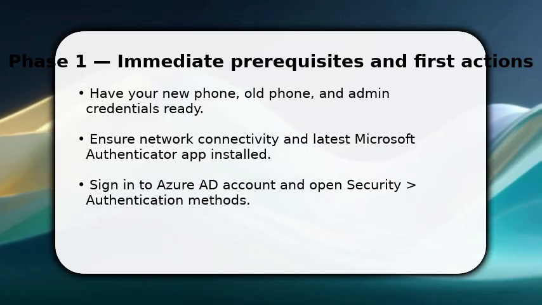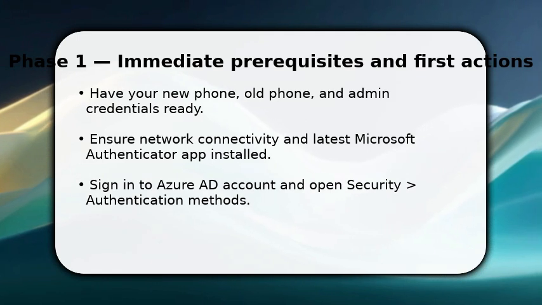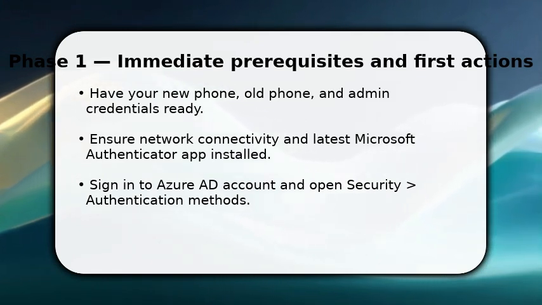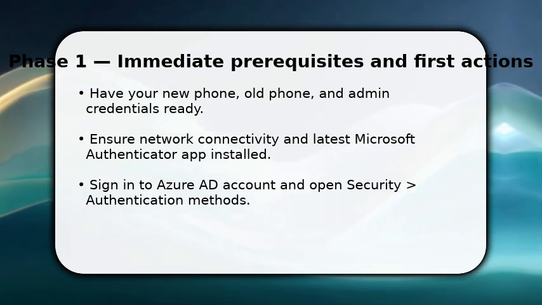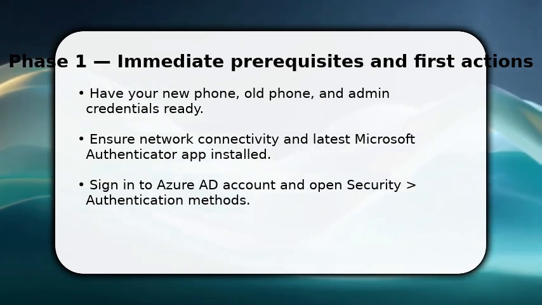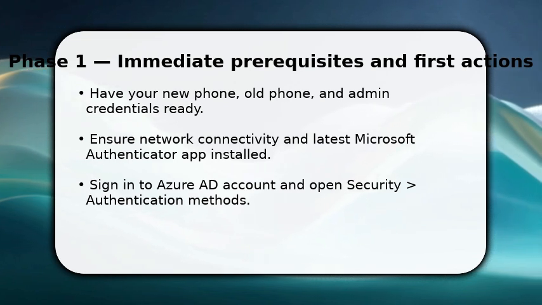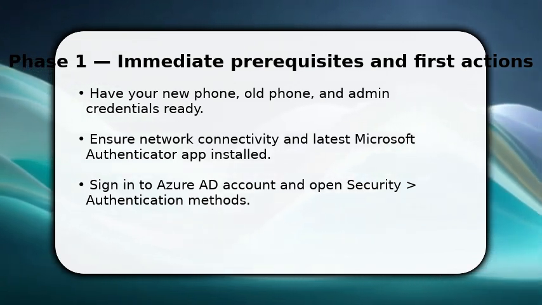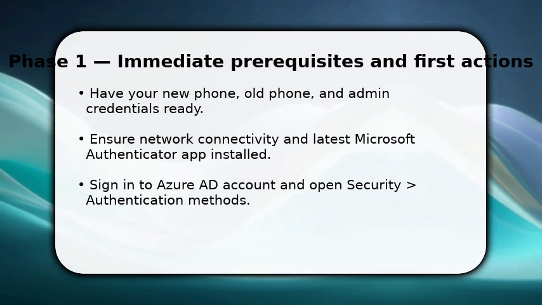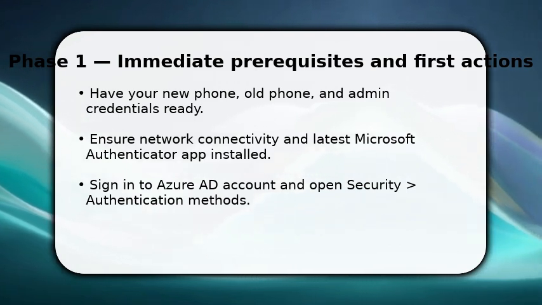You start by confirming prerequisites: the new phone, the old device if still available, and your Azure AD credentials. Open the Microsoft Authenticator app on the new phone and sign in when prompted. Once done, in the Azure portal navigate to Security, then Authentication Methods to begin registration. This tells Azure to accept the new device.